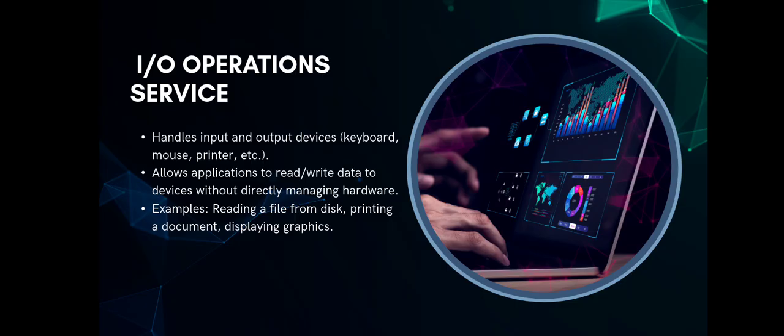Then, input output operation service. Input output operations are another crucial service. These services manage all input devices like keyboard, mouse, and microphones, as well as output devices like monitors, speakers, printers. When we type on a keyboard, click a mouse, or print a document, the OS handles these requests and ensures smooth execution. It also prevents conflicts when multiple applications try to access the same device. This service allows users to interact with their computers effortlessly.